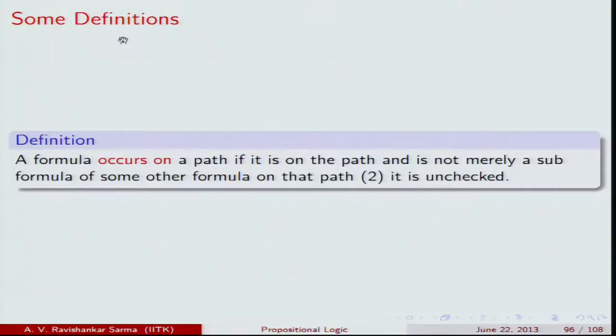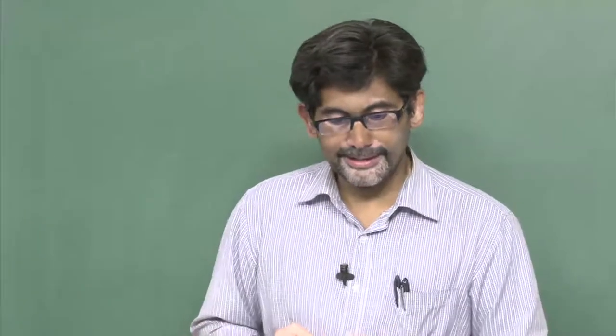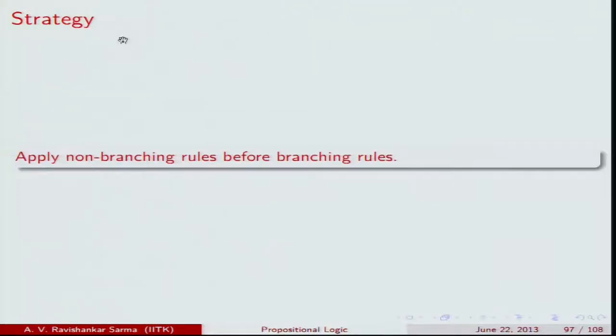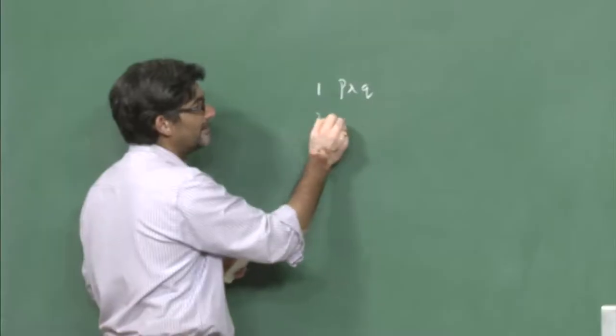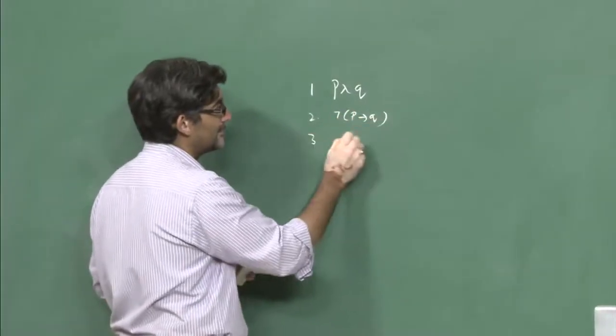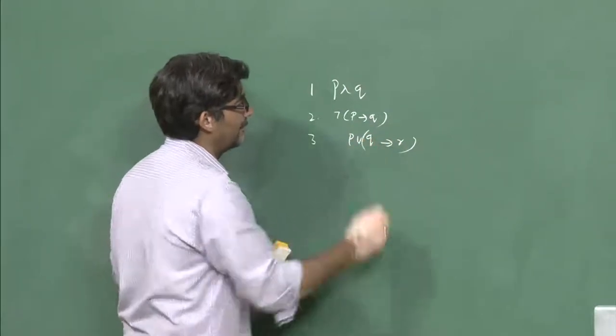Another definition is this: a formula occurs on a path if it is on the path and it is not merely a subformula of some other formula on that path, or second, it is unchecked. Once you check the formulas, they get exhausted, so they cannot be further used. So either the formula should be unchecked, or if it is checked, then it should end up with only atomic propositions. And here is an important strategy which one will be using. That strategy is that first you apply non-branching rules before the branching rules. One example could be, for example, if you have a formula P and Q, and a formula P or Q, and Q implies R, for example.